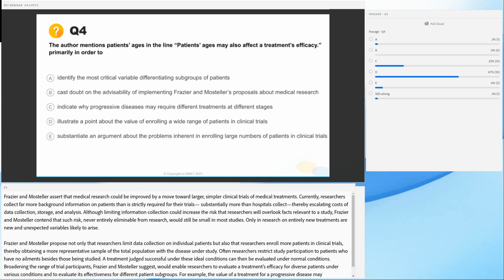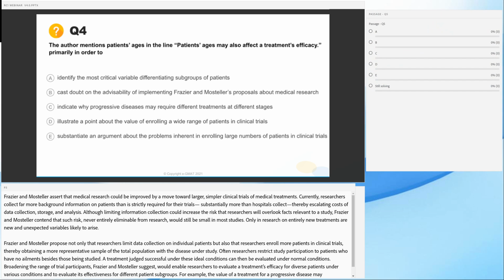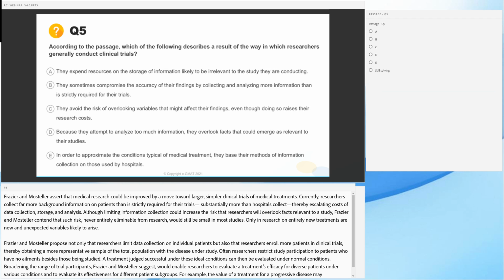Let me put in question number 5. And let's get to broadcast still solving. Okay, here is question number 5. Good luck, guys.